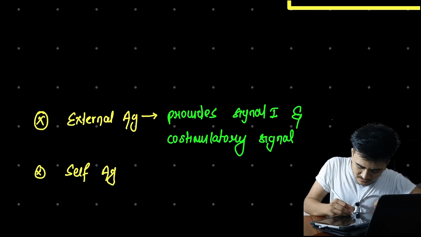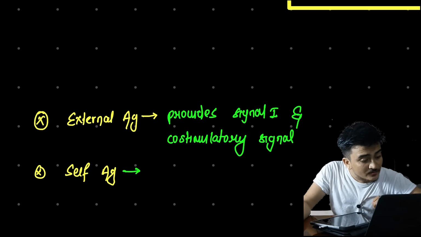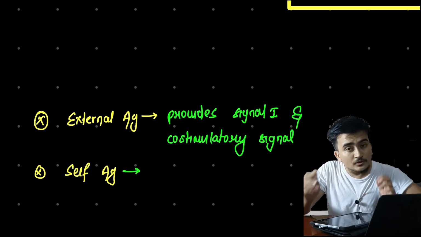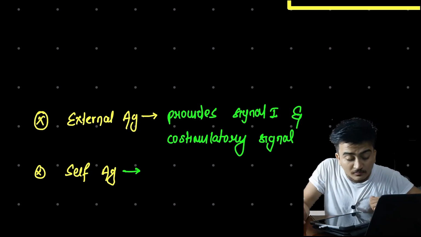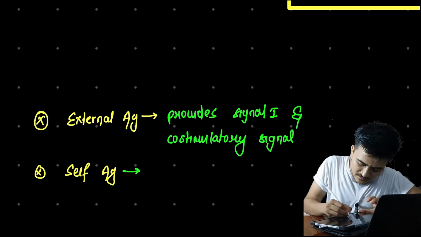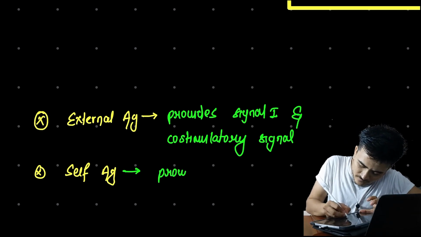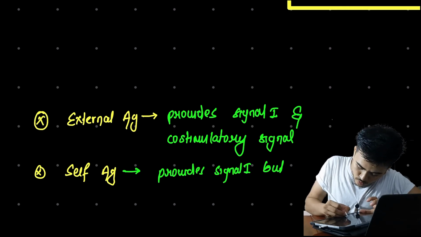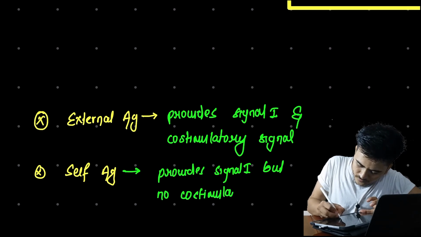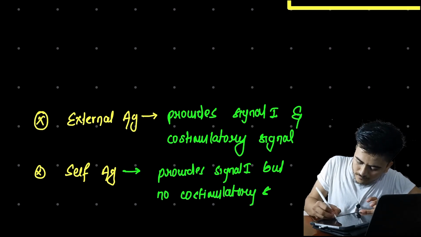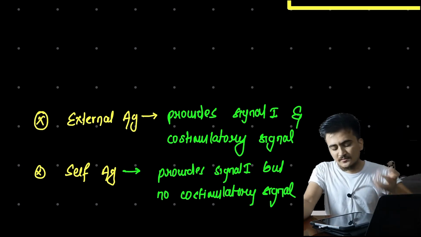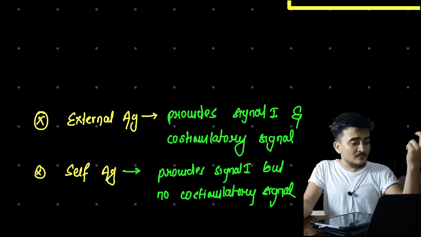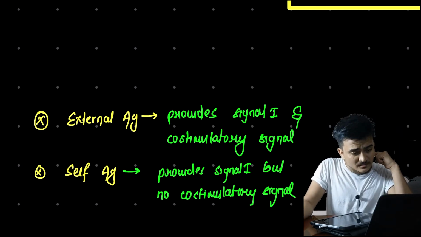Talking about self antigen, this self antigen provides signal 1, but it does not provide co-stimulatory signal. Okay, that means it provides signal 1 but no co-stimulatory signal, right? Okay, this was all about self antigen and external antigen.